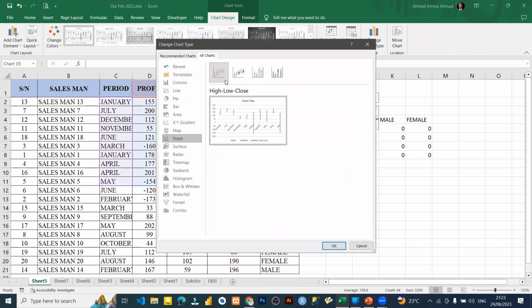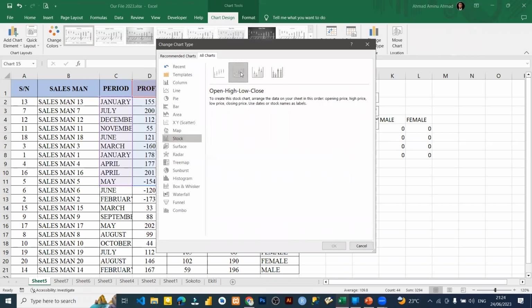Sorry, all this one under it will work. If you have real financial data, you can use it, because now we don't have the opening price, high price, low price, and closing price. The closing price is the price that the market closed with. The opening price is the price that the market opened with.